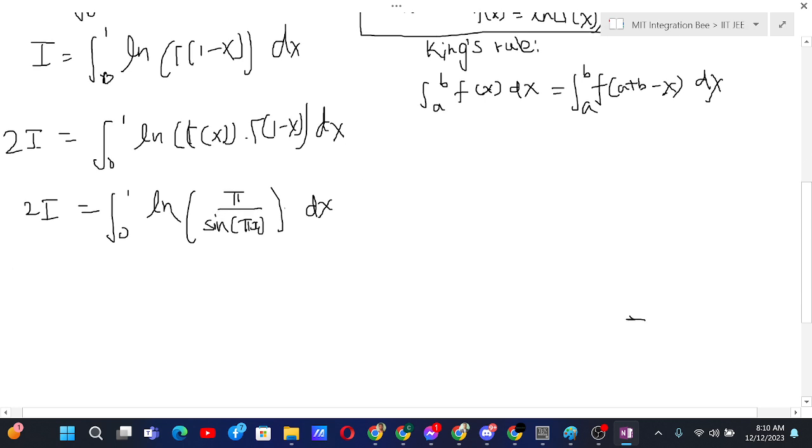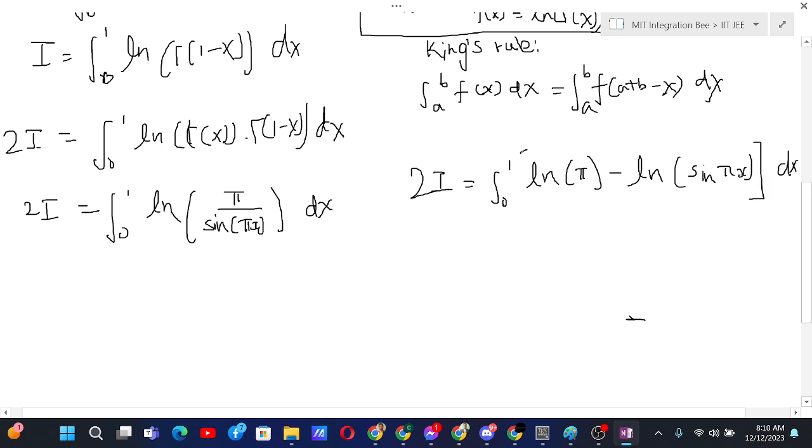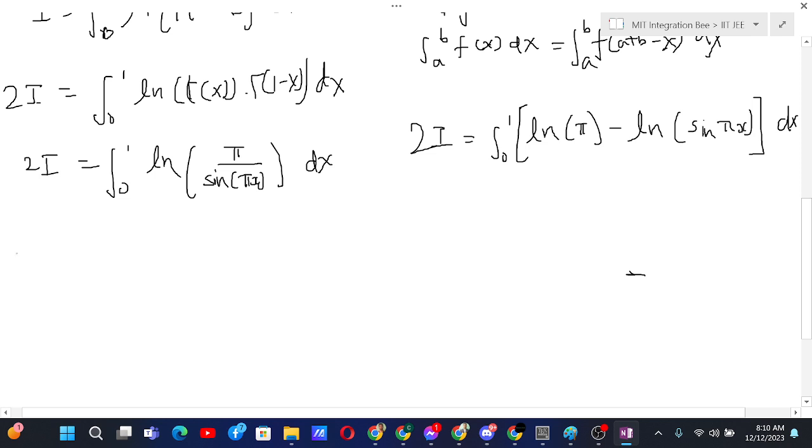Now you can break this into two logs. 2I equals the integral from 0 to 1 of ln pi minus ln sine of pi x dx. Now we can definitely evaluate the first integral since it's just a constant ln pi, so that will be ln pi times x from 0 to 1, minus, for the second integral, the integral from 0 to 1 of ln sine pi x, which might be a bit complicated.